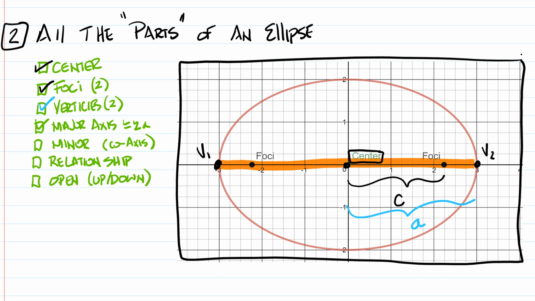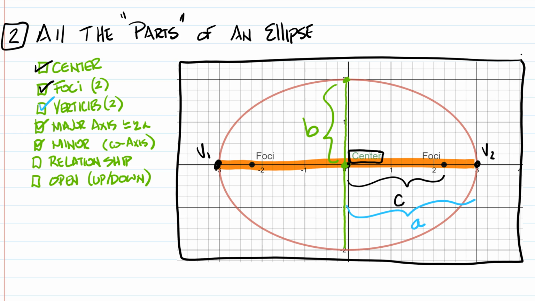So now we got that one down. The minor axis is the distance from top to bottom. So top to bottom all the way from here to here, that is our minor axis. And the distance from the center to the top of the minor axis, we're going to call a distance of b. Okay, so the minor axis, or the co-axis, is the whole way. We're going to call the distance from the center to the top a value of b for right now.